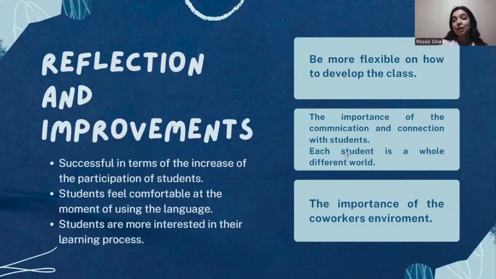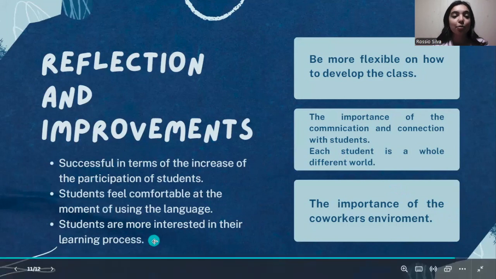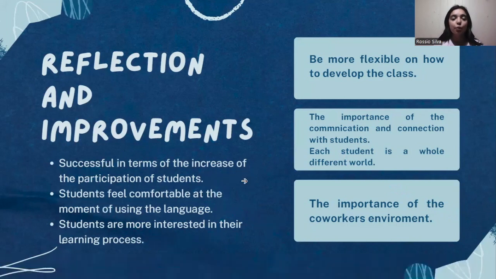Finally, we have the reflection and improvements. In terms of reflection about the units, I'm going to mention 3 main aspects. We were really successful in terms of the participation of the students. It increased a lot. Additionally, they felt comfortable at the moment of using the language, not only in the written form, but especially orally. That was something really precious for me. And number 3 is that they are more interested in the learning process. I was able to work not only through 1 unit, but 2 units with them. So I was able to see this improvement from unit 3 to unit 4, in which they feel comfortable and they were able to use the language more freely.